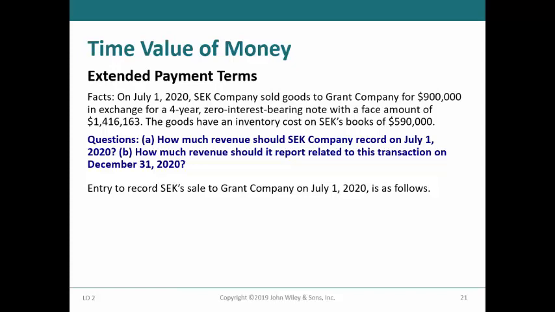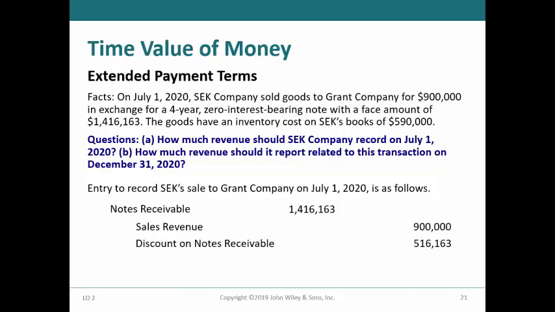SEK would record the entry for the sale by debiting notes receivable for $1,416,163, crediting sales revenue for $900,000, and crediting discount on notes receivable for $516,163. They would also debit cost of goods sold and credit inventory for $590,000.